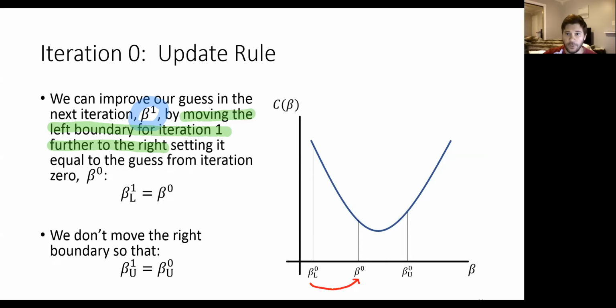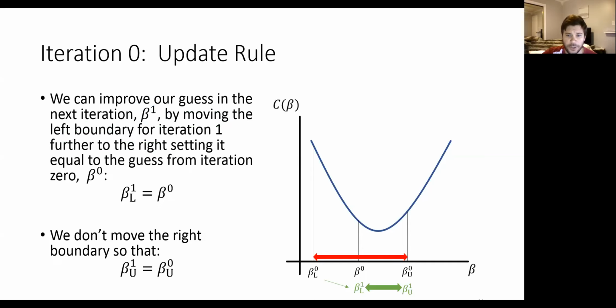So here's literally what we are doing. We're taking B0L and moving it farther to the right so that in the next iteration, B1L is taking the place of where B0 is. And B1U at iteration 1, we're going to keep the same. So notice when we do this, our search window started big, but now we've updated that search window and we've made that window smaller. And note that beta star still falls within that window. So we're doing a good job here.